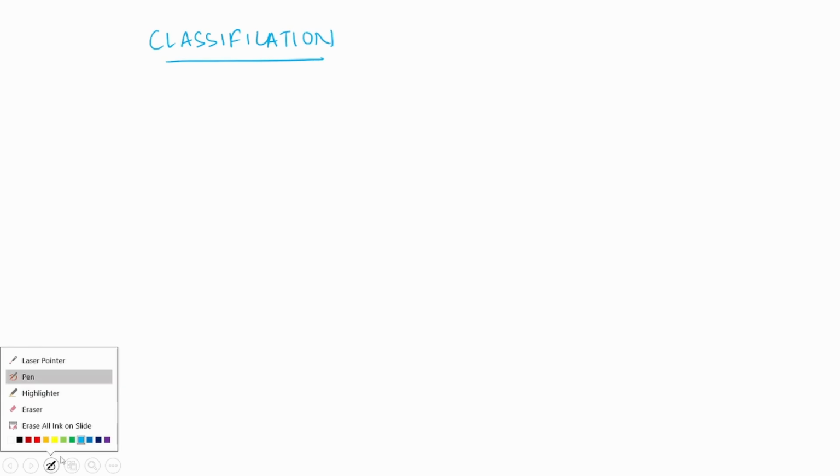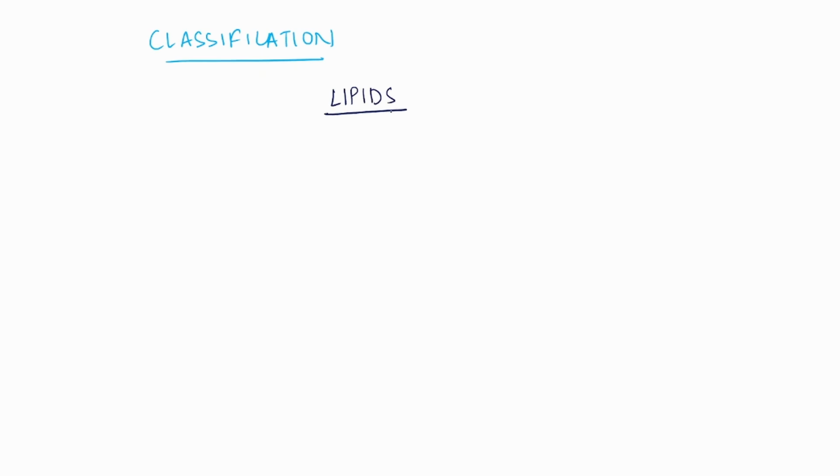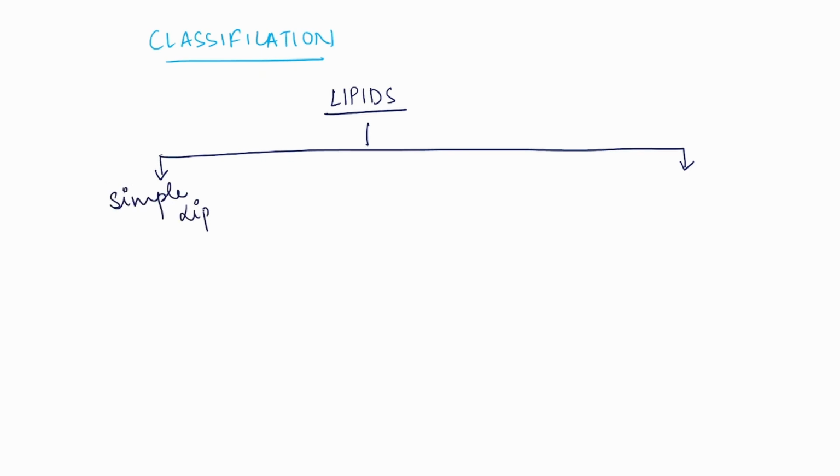Now let us see the classification of lipids. What is the classification of lipids? Lipids are classified as simple lipids, conjugated lipids, and derived lipids, right?